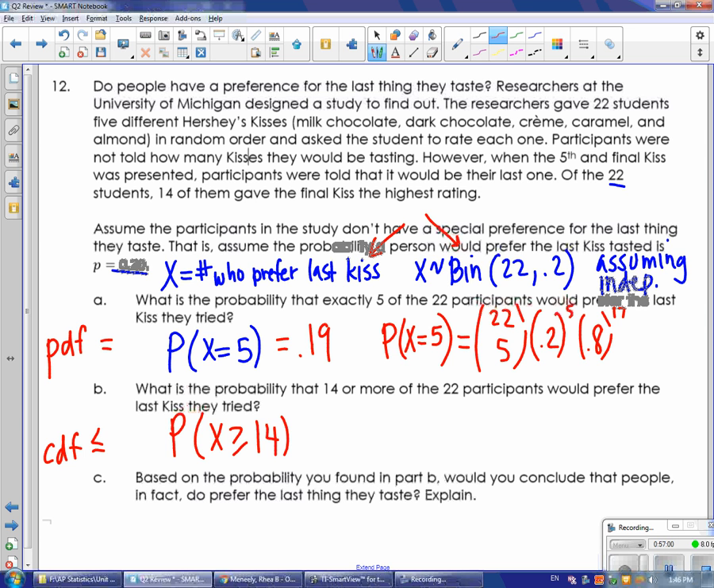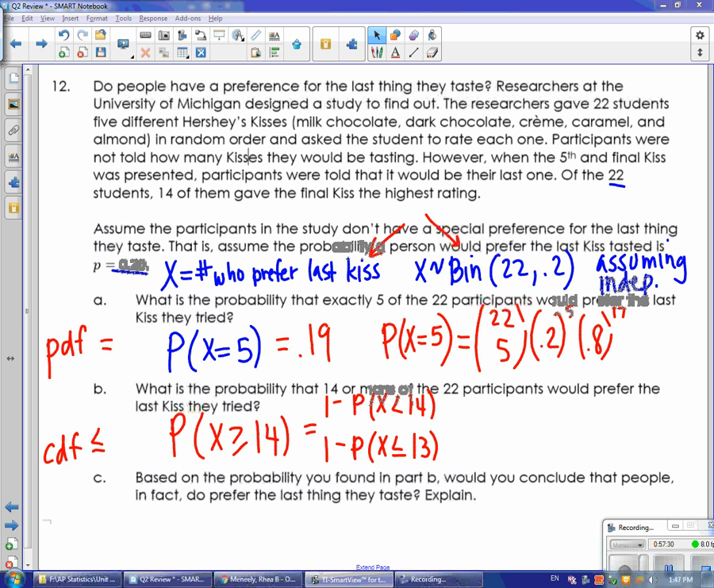So let's take a look at the complement. At least 14, the complement would be less than 14. So that would be 1 minus the probability that x is less than 14. I'm going to keep the boundary, flip the inequality. Since it started with an equals, the complement will not include the 14. But that still doesn't give me the inequality that I need to be able to use the CDF command. So I'm going to scoot down one more notch, and that's going to be the probability that x is less than or equal to 13.